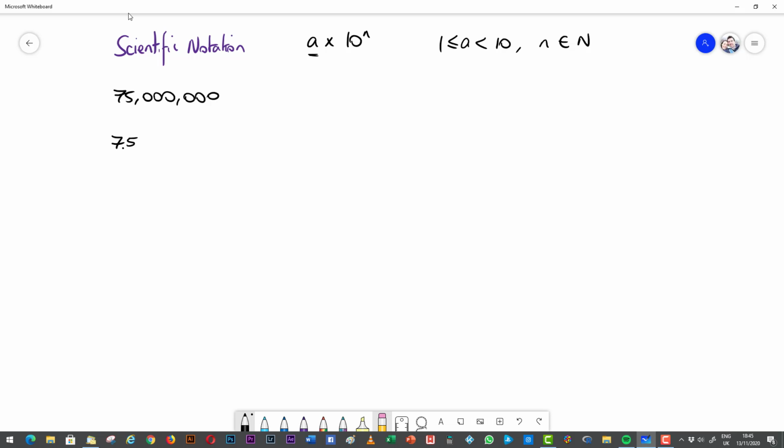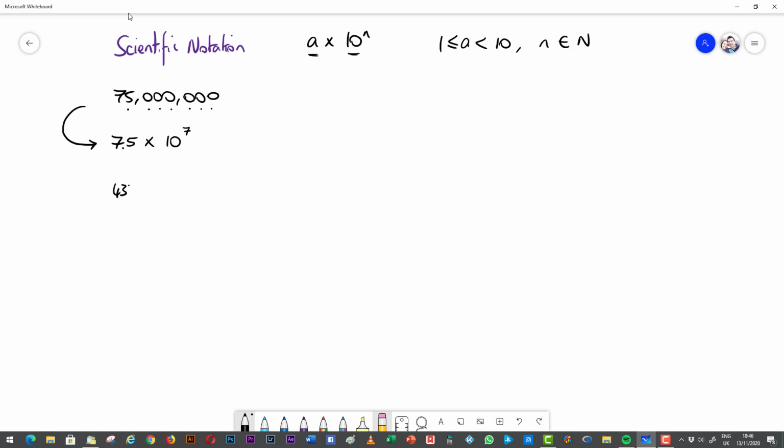So the next thing is, how do we come up with the power, the n number? So what we do is we write multiplied by 10, and then to the power of the number of digits after the first digit. So 1, 2, 3, 4, 5, 6, 7. And we put down a 7. And so 75 million, if we convert that to scientific notation, is 7.5 times 10 to the power of 7. So let's have another example.